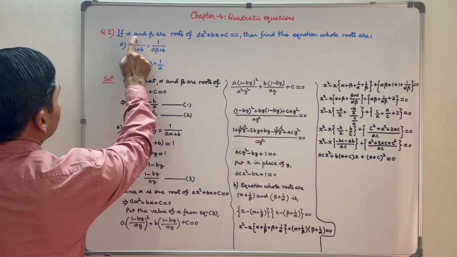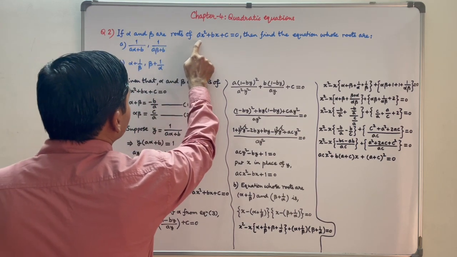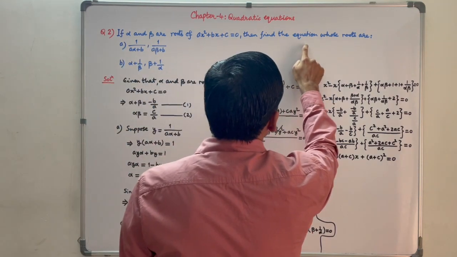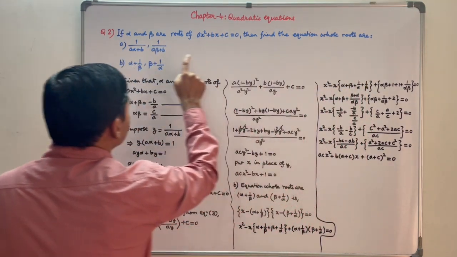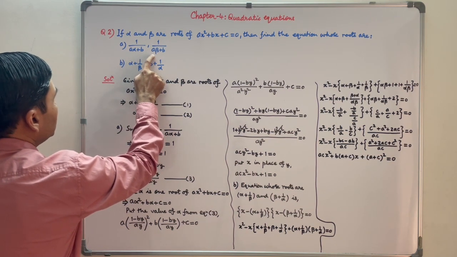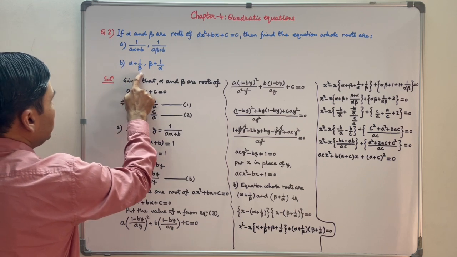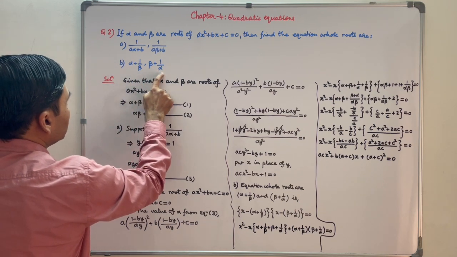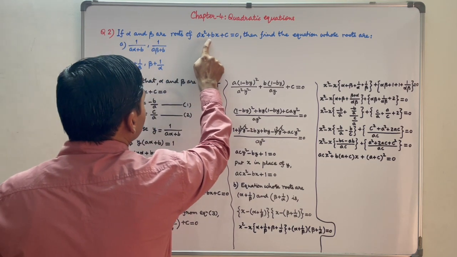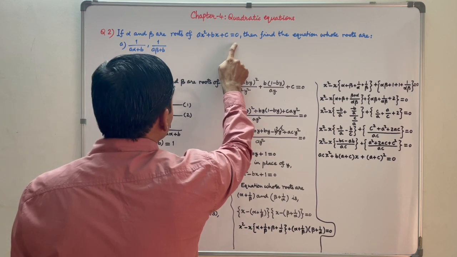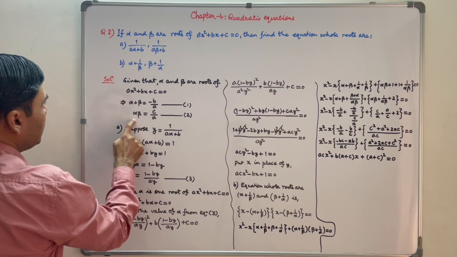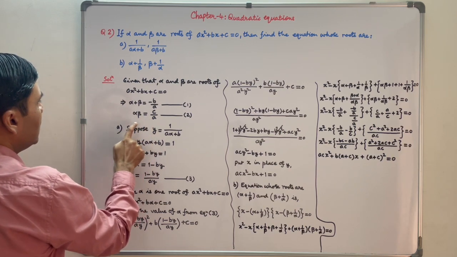Second question, if alpha and beta are roots of ax square plus bx plus c is equal to 0, then find the equation whose roots are. Part A, 1 by a alpha plus b and 1 by a beta plus b. Part B, alpha plus 1 by beta and beta plus 1 by alpha. It is given that alpha and beta are roots of ax square plus bx plus c is equal to 0. So we can write alpha plus beta is equal to minus b by a and alpha beta is equal to c by a.